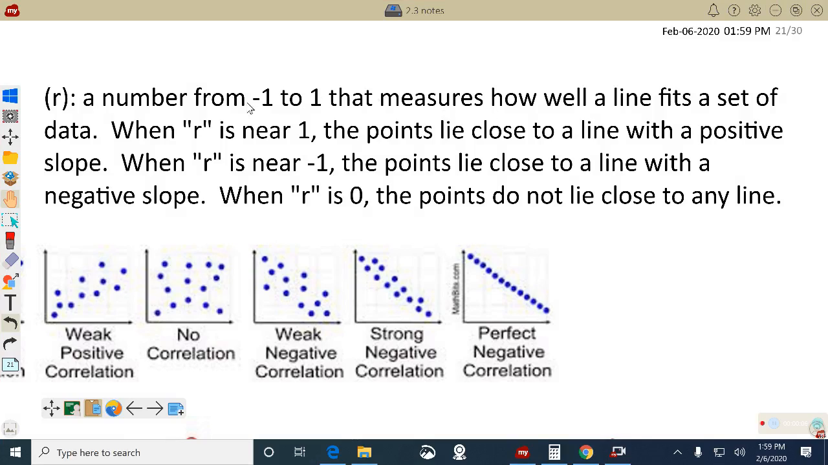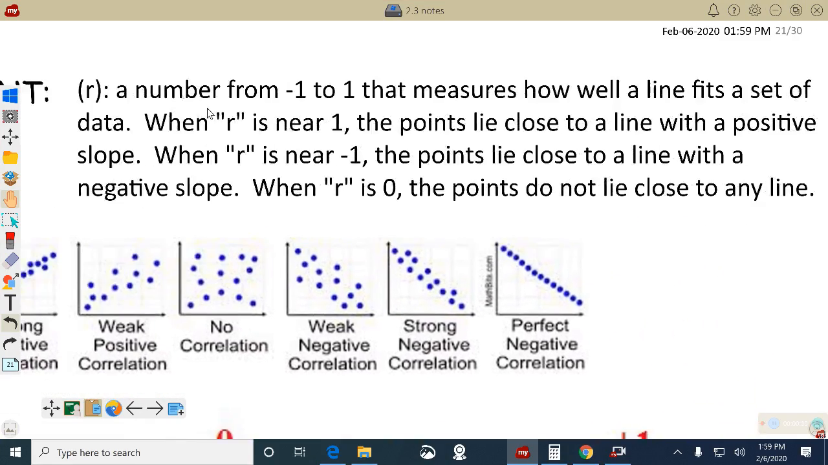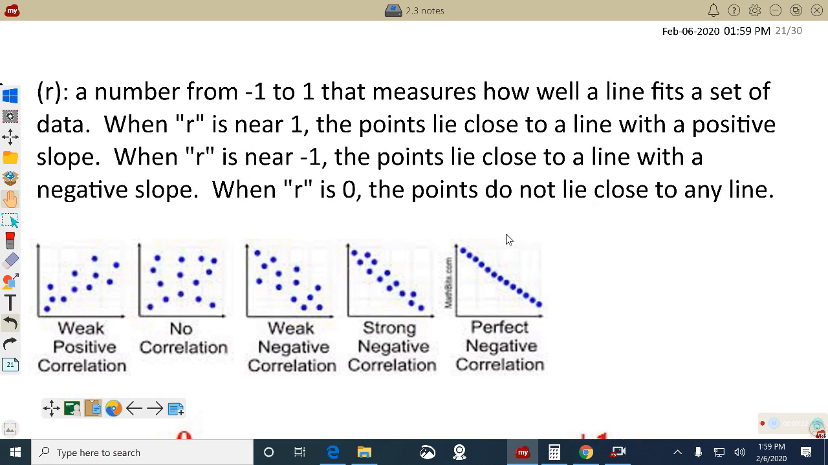So right above those pictures, you already have the word correlation coefficient. A number from -1 to 1 that measures how well a line fits a set of data. When R is near 1, the points lie close to a line with a positive slope. When R is negative, the points lie close to a line with a negative slope. When R is 0, the points do not lie close to any line.